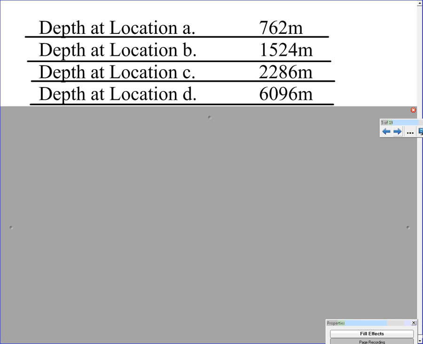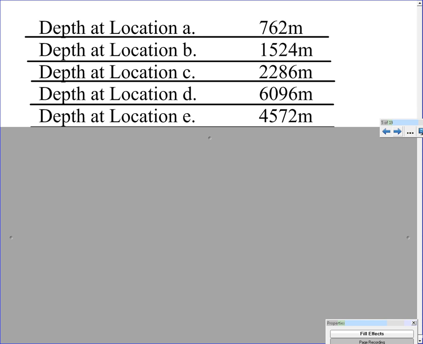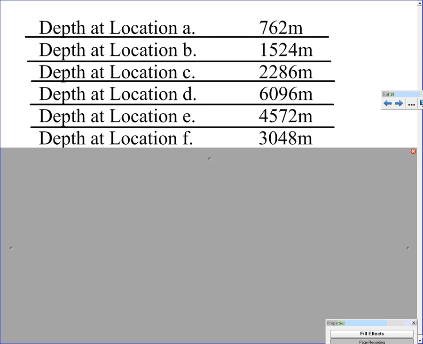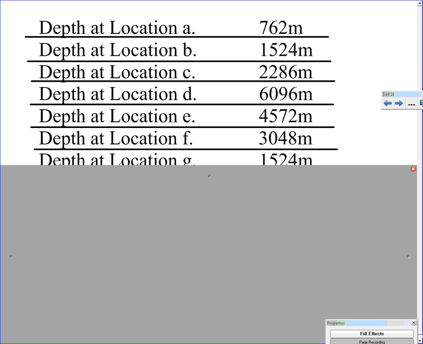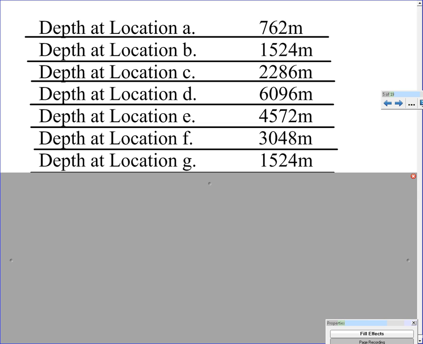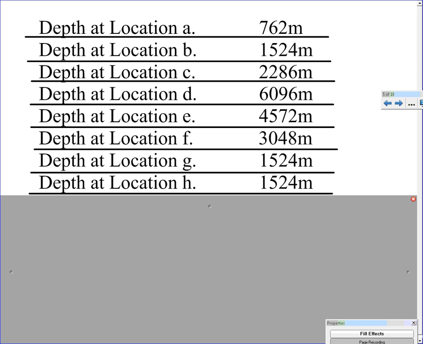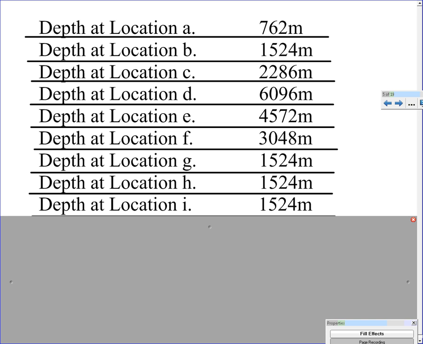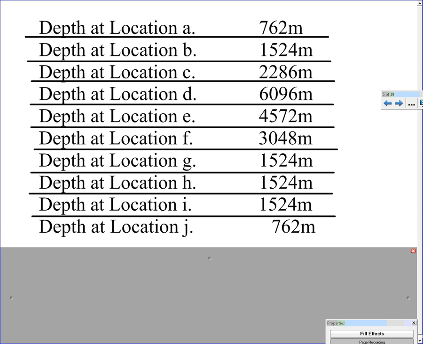Location D? Location E. Good. F. G. H. I. And J. Make sure you fill in your numbers in your blanks on your location so that you have your plotted data.